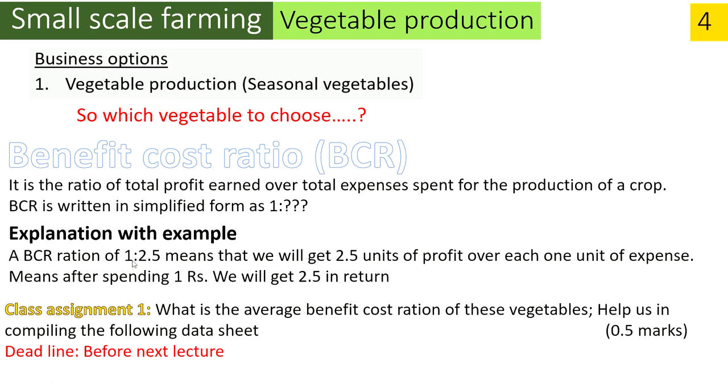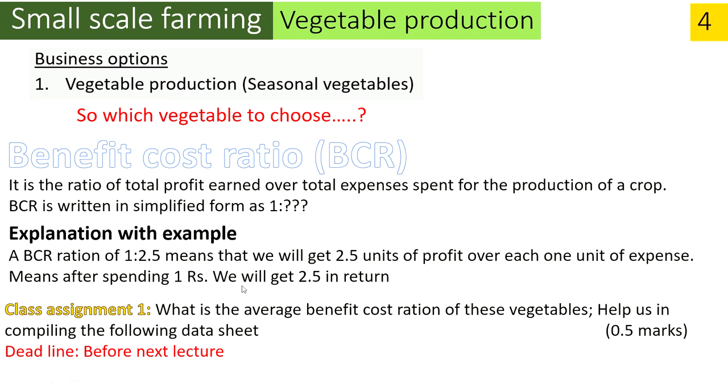And let me explain it. A BCR ratio of 1 to 2.5 means, this is actually ratio, not ration, that we will get 2.5 units of profit over each 1 unit of expense. Means if we spend 1 rupee, we will get 2.5 rupees in return.